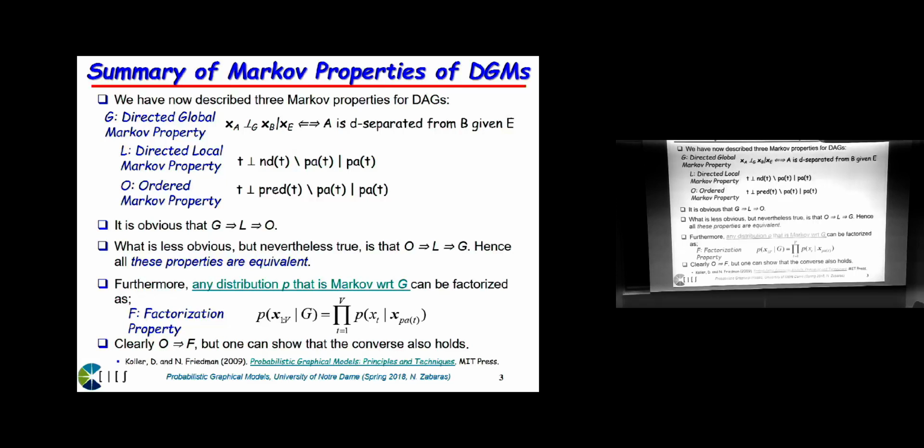We have seen this directed local Markov property, ND, the non-descendants, this is the predecessors, and without really any rigorous proof, we basically said that these relations are equivalent to each other, right? So if you start with one, you can derive the rest, and all of them are actually equivalent to a factorization of the joint distribution over the graph that takes this form, okay?